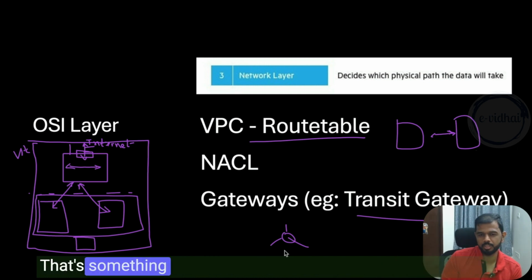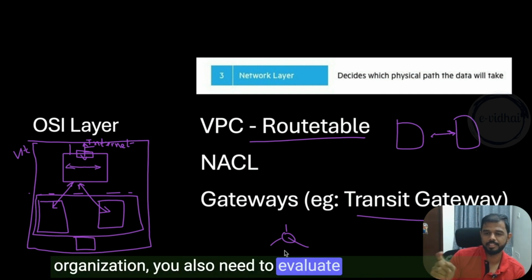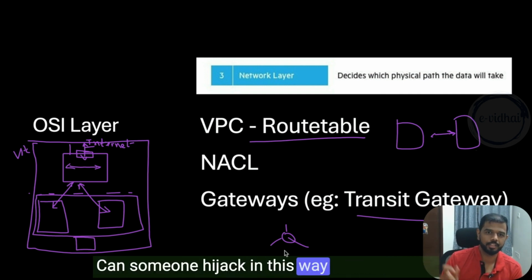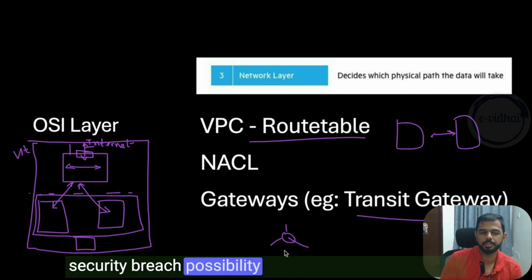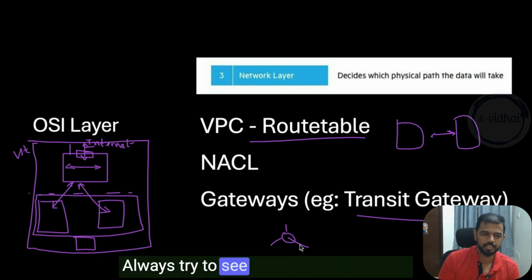The application is secure, that's something you always need to keep in mind as an architect. So whenever a proposal is brought up in the organization, you also need to evaluate this parameter. Can someone hijack it this way, or is there any security breach possibility in XYZ action? It's not always that someone gives you a solution and you straight away implement it. Always try to see this aspect as well.